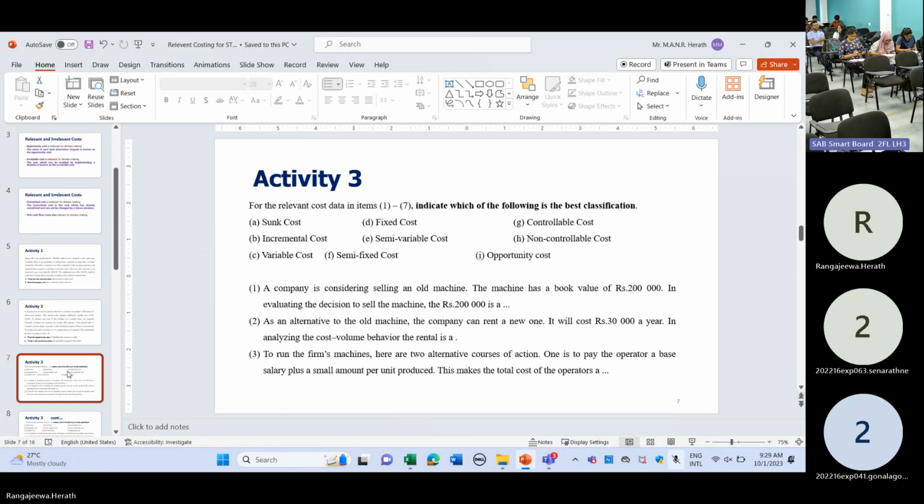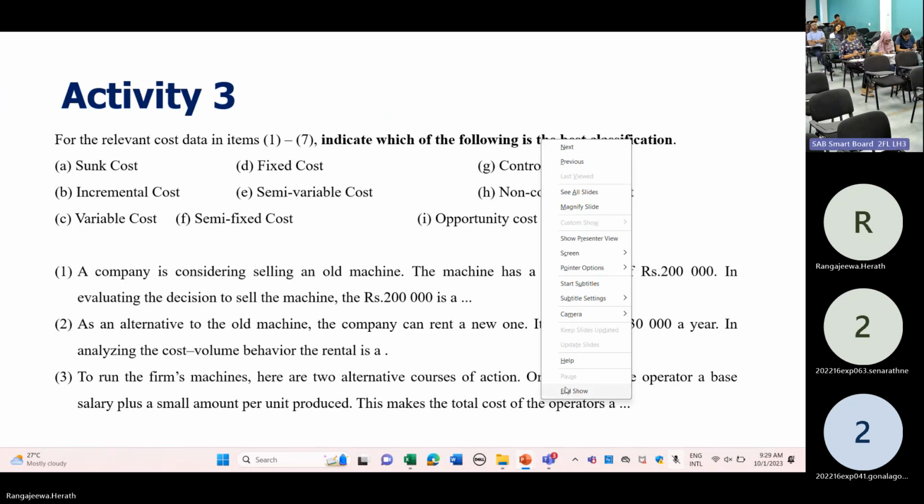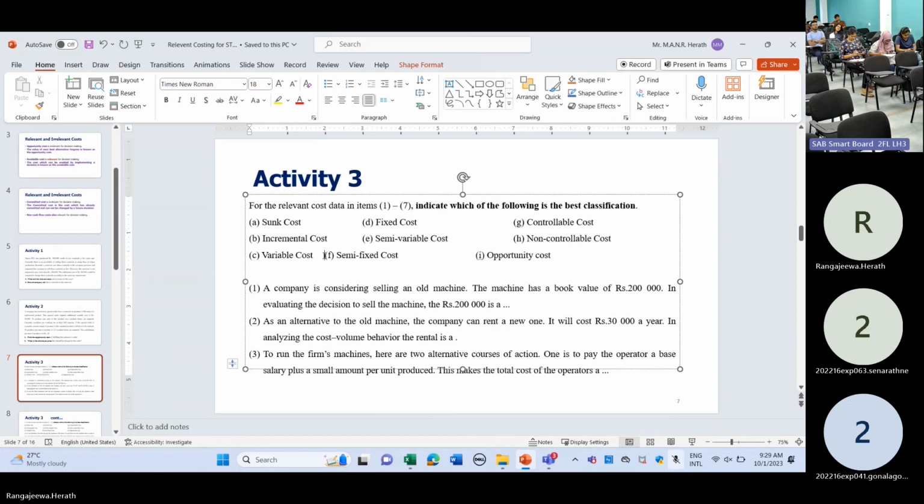Then you are given 7 types of cost scenarios, and you are asked to indicate whether each cost is sunk cost, incremental cost, variable cost, fixed cost, semi-variable cost, semi-fixed cost, controllable cost, non-controllable cost, or opportunity cost. First we will look at these terms, the main terms of management accounting.